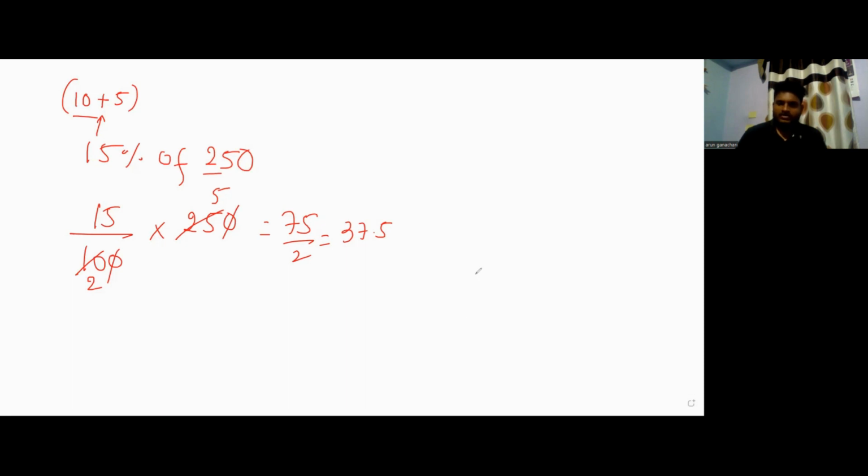How will you find 10% of 250? All we have to do is from the right side, leave a digit and place your decimal. So what is 10% of 250? It is 25. Getting this? 10% of 250 is 25. What is 5%? 5% is basically half of it. What is half of 25? Half of 25 is 12.5. If we add both of them, you'll get 37.5.